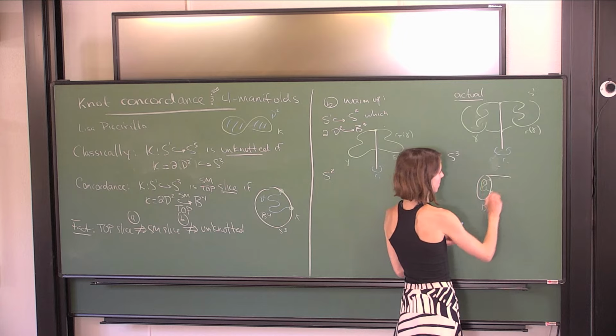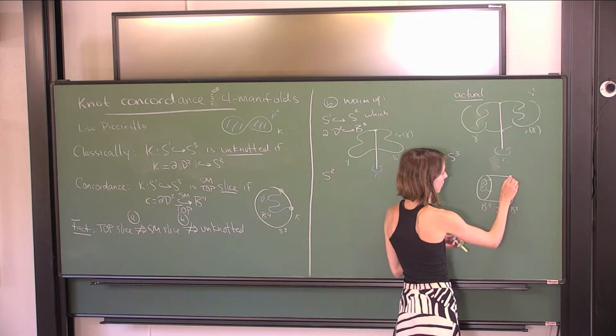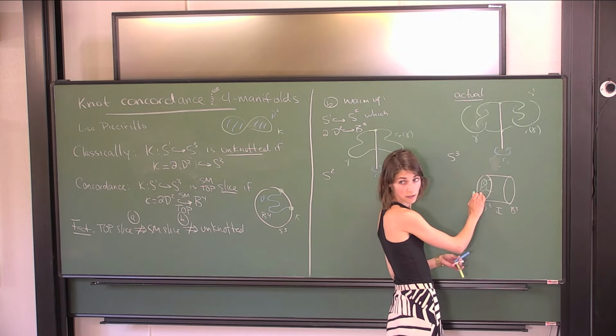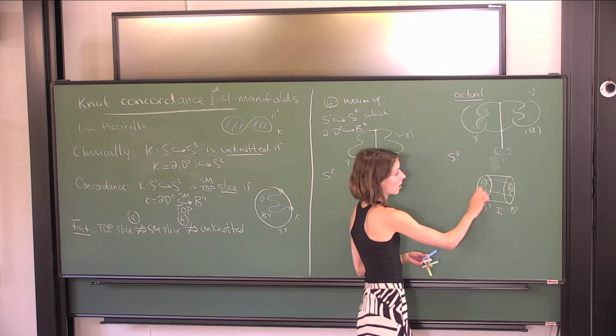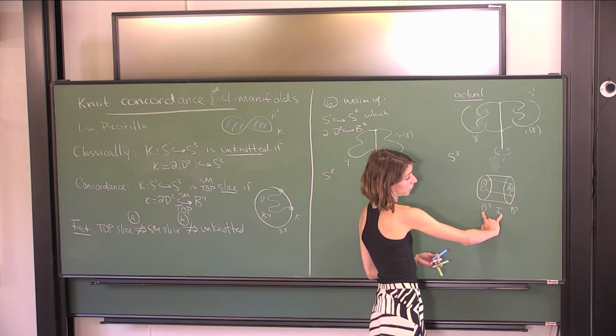And we'll cross B3 with I to get B4. And then you can cross this arc to something like that. So this arc cross I is a D2. This whole thing is a B4.